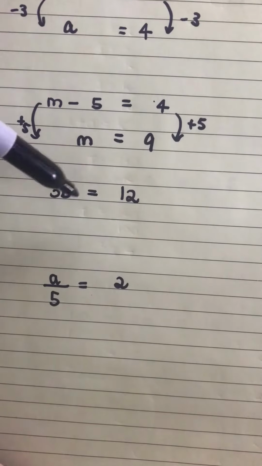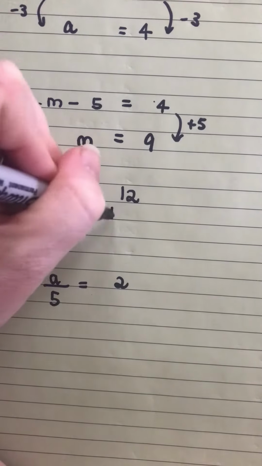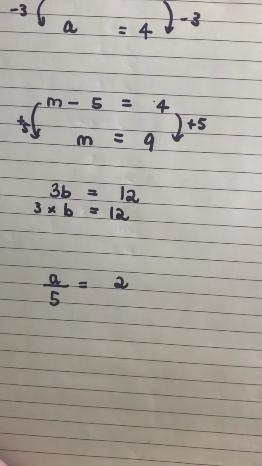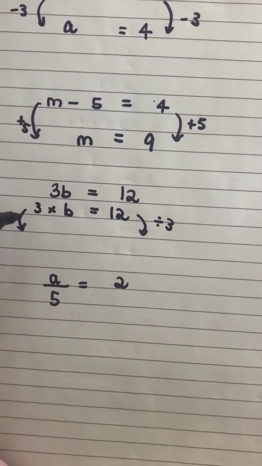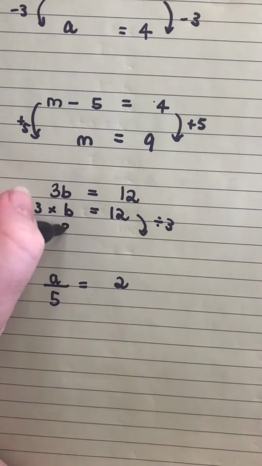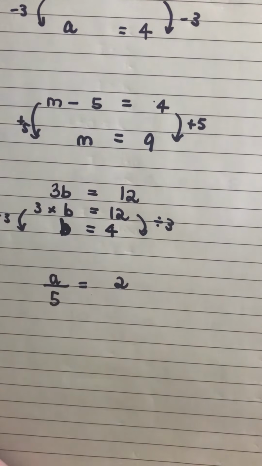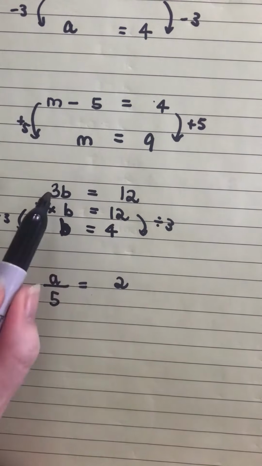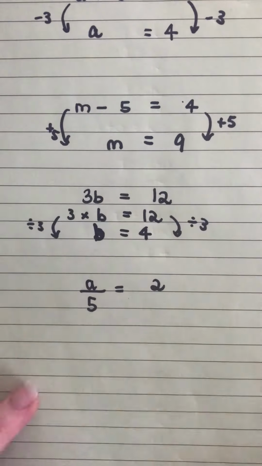Here we've got 3b equals 12. Now that means 3 times b equals 12. So to do the opposite operation to that, we need to divide by 3. When we do 3 times b divided by 3, we're going to be left with b. And when we do 12 divided by 3, we get 4. So our b is equal to 4. If we do 3 times 4, we'll get 12. So we know that that's correct.